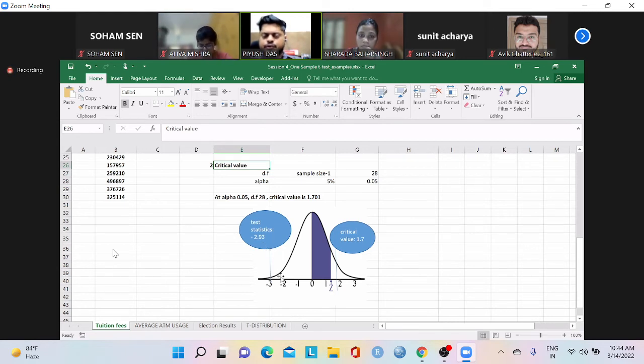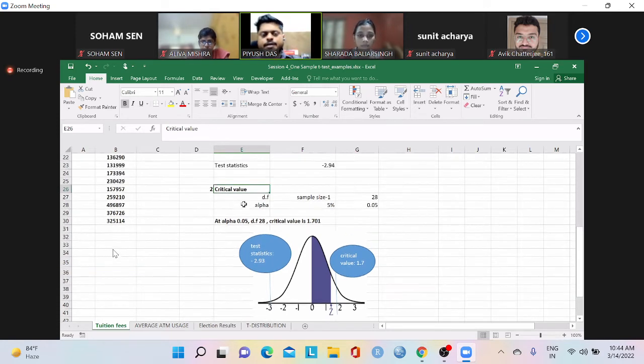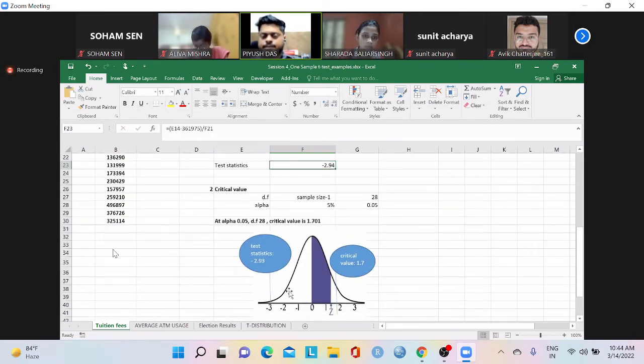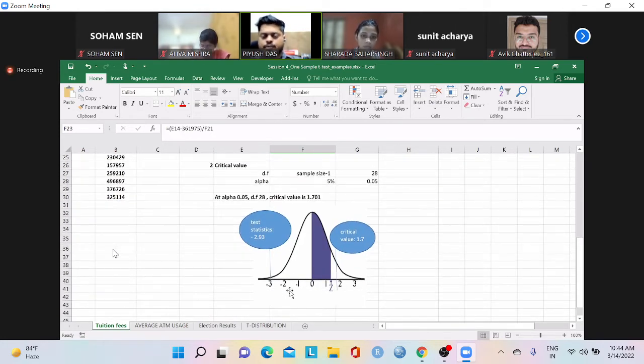But minus 2.94, do you think on a number line it will be on the right side of 1.7? So this is a number line: minus 3, minus 2, minus 1. So where is my critical value? 1.7 here. Where is my test statistic? My objective is to find a test statistic which is greater than my critical value. But what test statistic did I get? Minus 2.94, which is on the left side. So I will not be able to reject the null hypothesis.